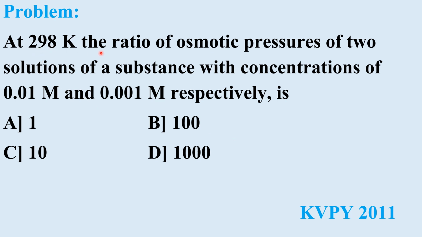At 298 Kelvin, the ratio of osmotic pressures of two solutions of a substance with concentrations of 0.01 molar and 0.001 molar respectively is: option A 1, option B 100, option C 10, option D 1000.